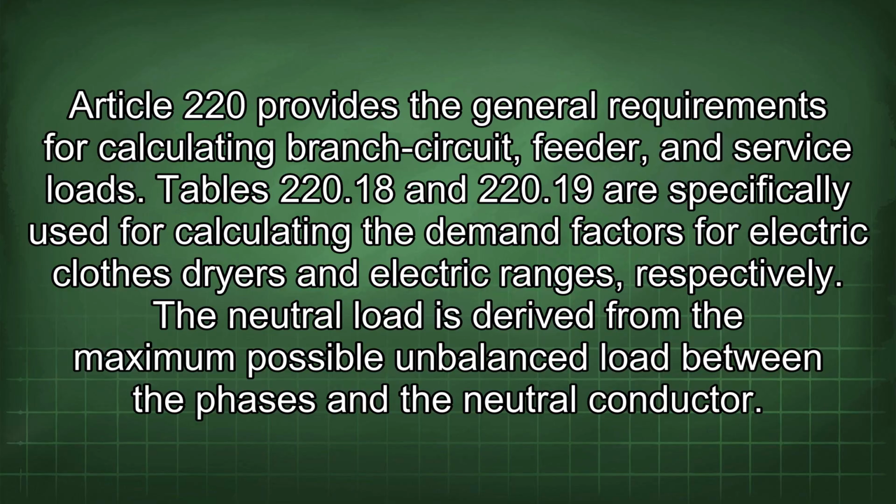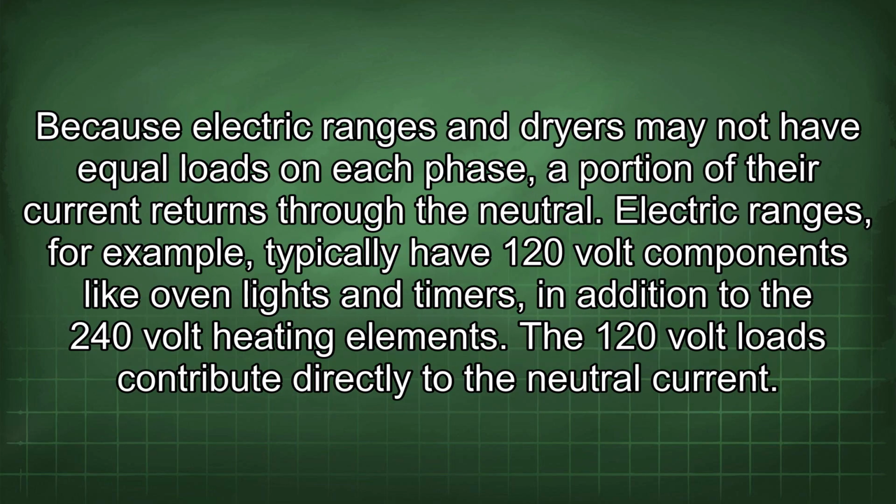Tables 220.18 and 220.19 are specifically used for calculating the demand factors for electric clothes dryers and electric ranges, respectively. The neutral load is derived from the maximum possible unbalanced load between the phases and the neutral conductor. Because electric ranges and dryers may not have equal loads on each phase, a portion of their current returns through the neutral. Electric ranges, for example, typically have 120-volt components like oven lights and timers, in addition to the 240-volt heating elements. The 120-volt loads contribute directly to the neutral current.